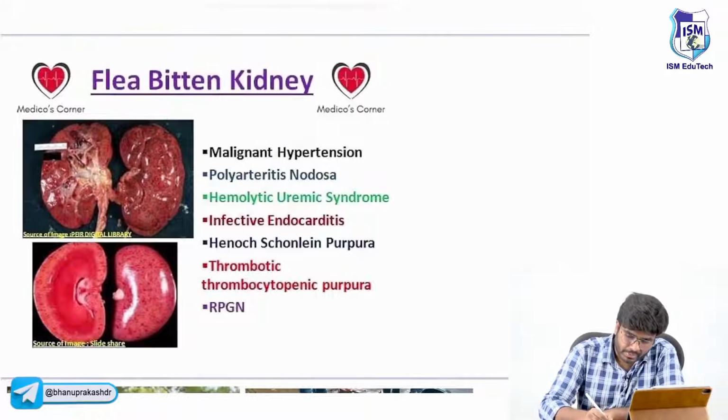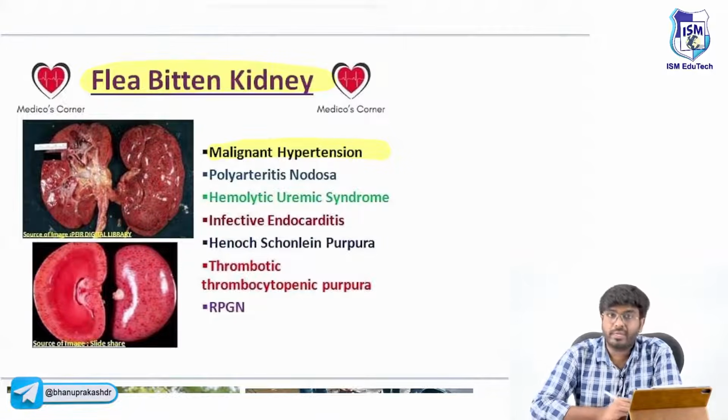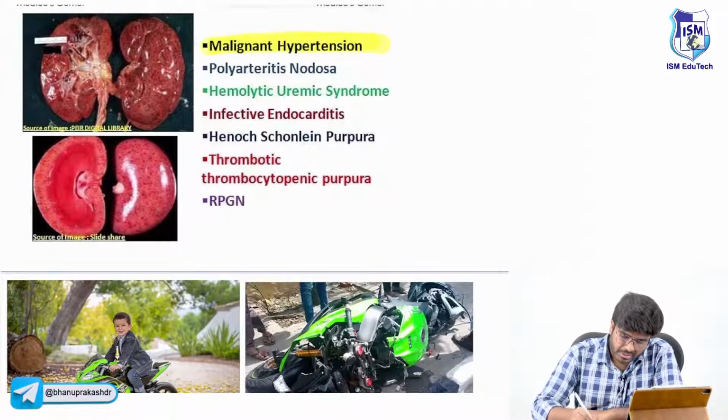So look here, malignant hypertension. Malignant hypertension is associated with flea-bitten kidney. I have taken it from the internet, but yeah, important. So malignant hypertension, polyarteritis nodosa, and look, even Henoch-Schönlein purpura. Okay, Henoch-Schönlein purpura we will discuss.